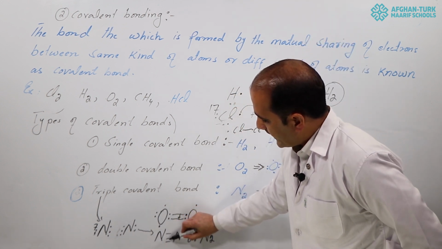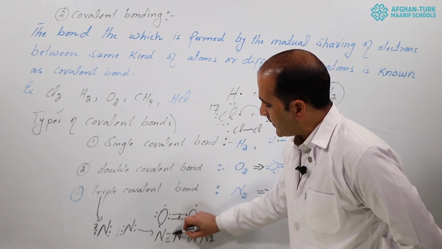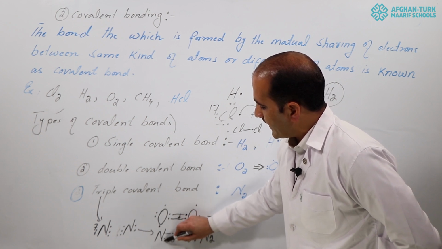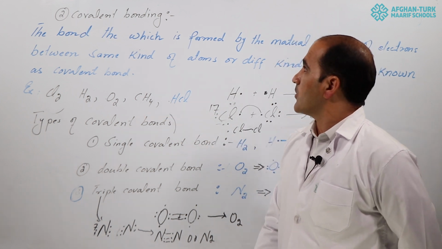You can see 3 lines here. Each line represents 2 electrons. So 1, 2, and 3 lines will represent how many electrons? 6 electrons. So this was all about covalent bonds.